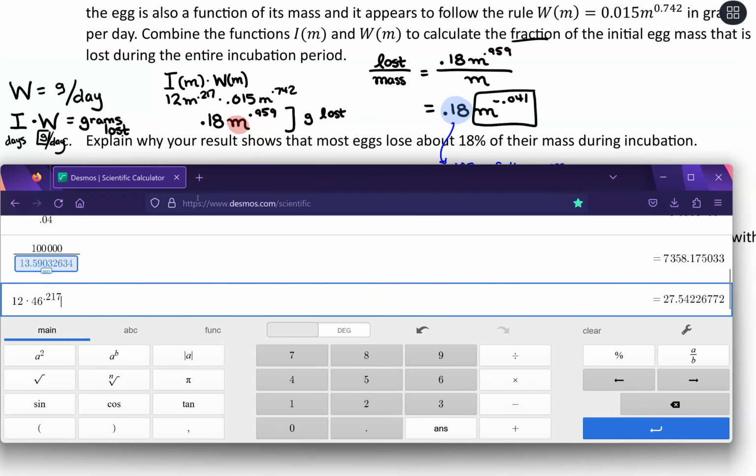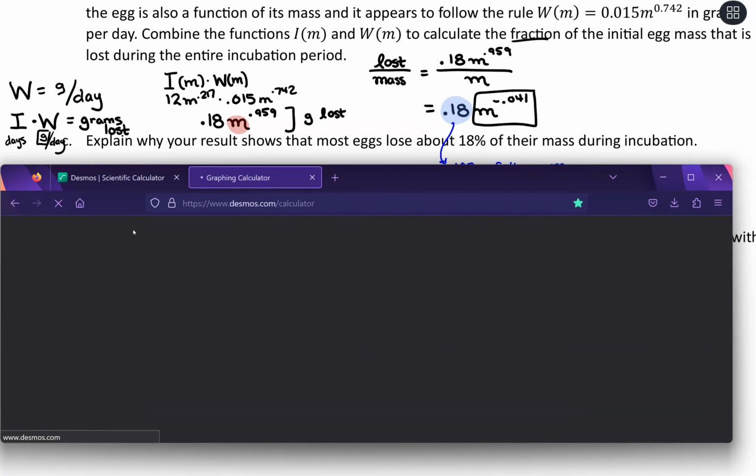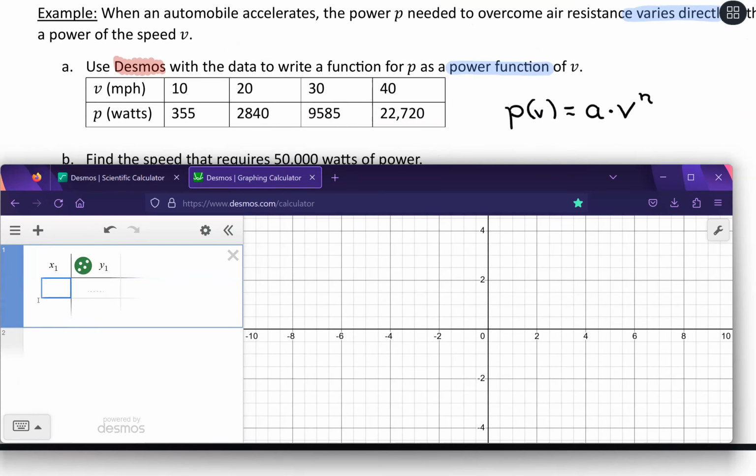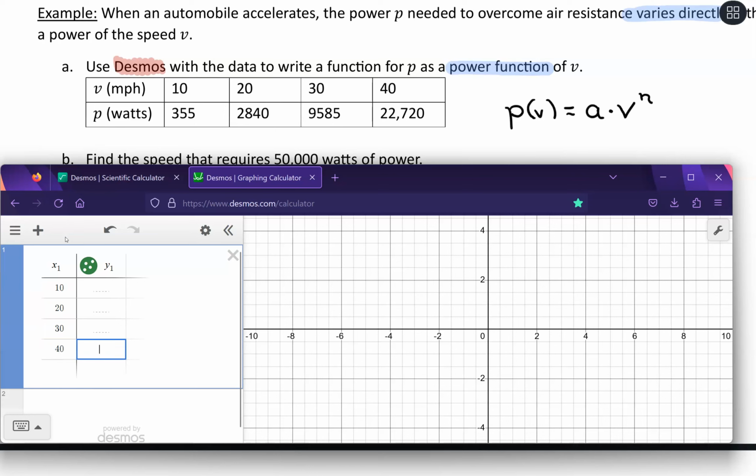So let's go to a graphing calculator here with Desmos, and then we're going to add in a table, and we're going to put in our x and y values. So x1 I'm going to call v, so that'll be 10, 20, 30, 40, and then 355, 2840, 9585, 22720.